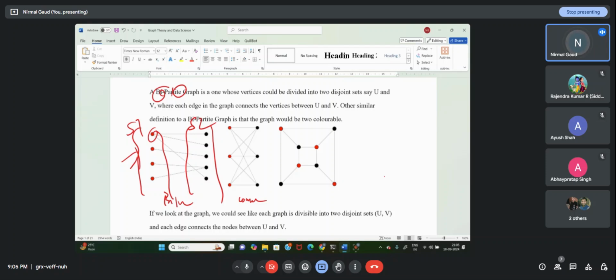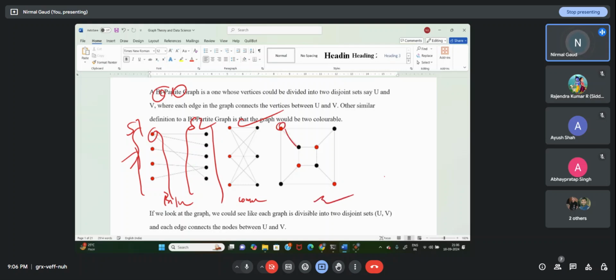There are some nodes connected from here to here according to the relationship. But it's not mandatory every to every. If it is connected every to every, then fine, complete bipartite. So this is complete bipartite. And what do you say about this thing?